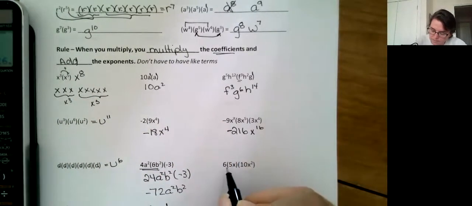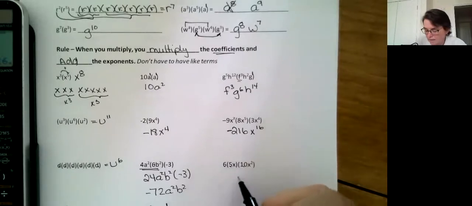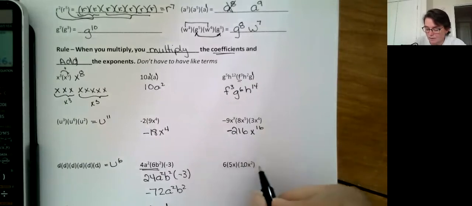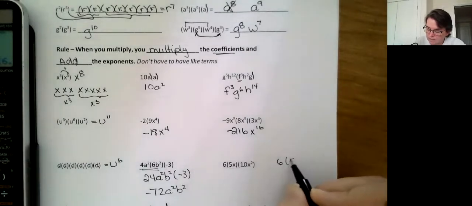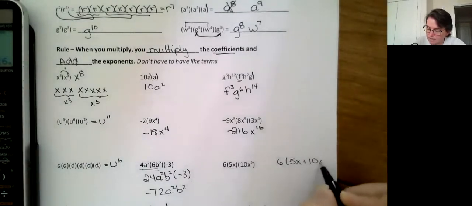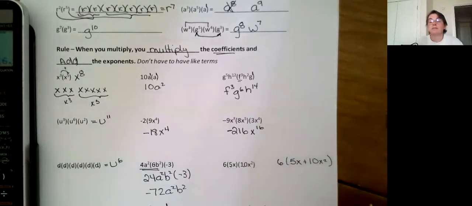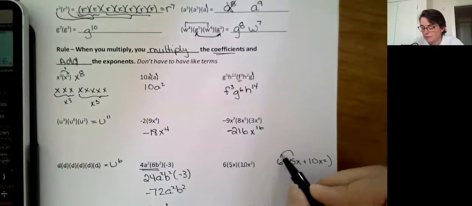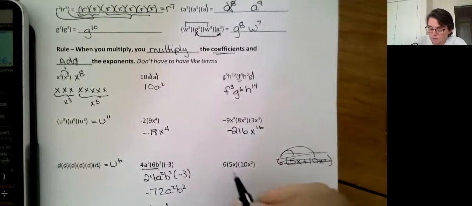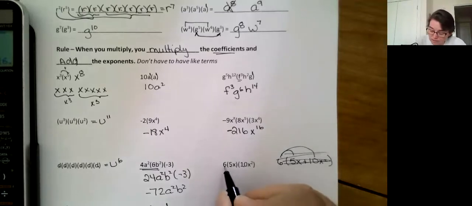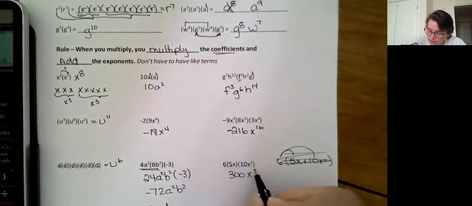All right, so 6 times 5 times 10. We can only do this, by the way, because these are all monomials, and you can do them all at once. If it was 6 times, let's say, 5x plus 10x squared, that's a completely different question. Then you would need to do distributing, but that's the next worksheet. We can do it all at once. If that's confusing, then just follow order of operations. 6 times 5 is 30 times 10, so it's going to be 300 x to the third.